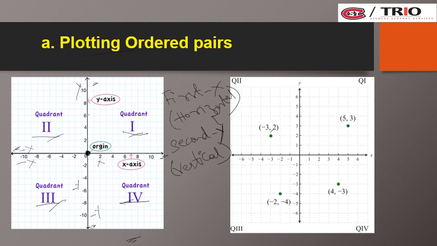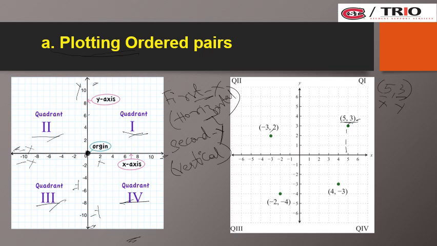Let's begin with our first concept, plotting ordered pairs. We are going to plot the ordered pairs here. The quadrants are already given. Let's take the first example: we have 5, 3. The first axis is the x-axis, which is the horizontal axis. So the x value is 5, and the y value is 3.